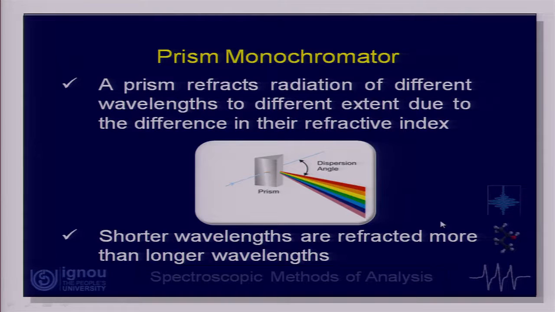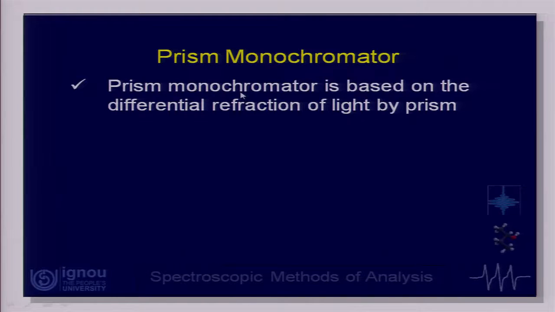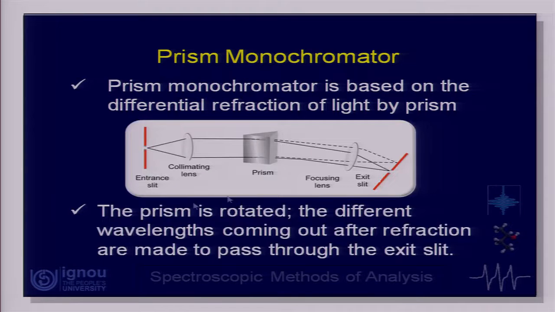Okay. Now, let us look at how a prism monochromator works. As I just mentioned, a prism monochromator is based on the differential refraction of light by the prism, and essentially a prism monochromator consists of 2 slits. One is an entrance slit, one is an exit slit, and there are 2 lenses. One is called a collimating lens, one is a focusing lens, and then of course we have a prism somewhere here. So, what basically happens is we have a radiation source somewhere here. The radiation is coming, we make it pass through the entrance slit, and then this radiation is made to fall on a collimating lens.